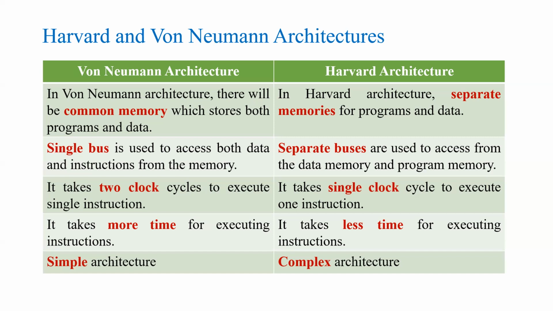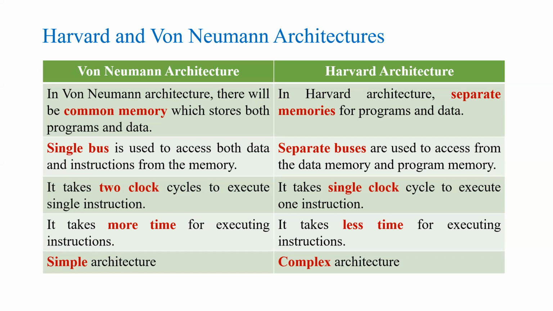Now let's see the comparison between these two. The first one is, in von Neumann architecture, there will be a common memory which can store both programs and data. This von Neumann architecture we can also call stored program concept based architecture or Princeton architecture, because von Neumann proposed the stored program concept. Nowadays, the systems we are using follow that concept proposed by von Neumann. Von Neumann proposed this concept at the University of Princeton. So that's why this architecture has alternate names like Princeton architecture as well as stored program concept based architecture.